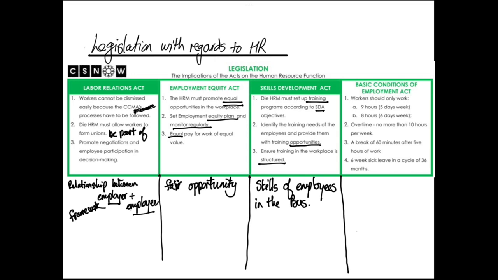Then the Basic Conditions of Employment Act. So that means it states the minimum requirements to which the contract must adhere. So that means, what will the employment of the person for the business be? What are the minimum requirements? So workers should only work, and remember, 9 to 5, 8 to 6, that's the combination you go to. So overtime is not allowed to be more than 10 hours of work a week. A break of 60 minutes after 5 hours of work, and then you need to know that 6 weeks sick leave in a cycle of 36 months. So that means you need to know that is a 3-year period, and that is a 3-year running period.